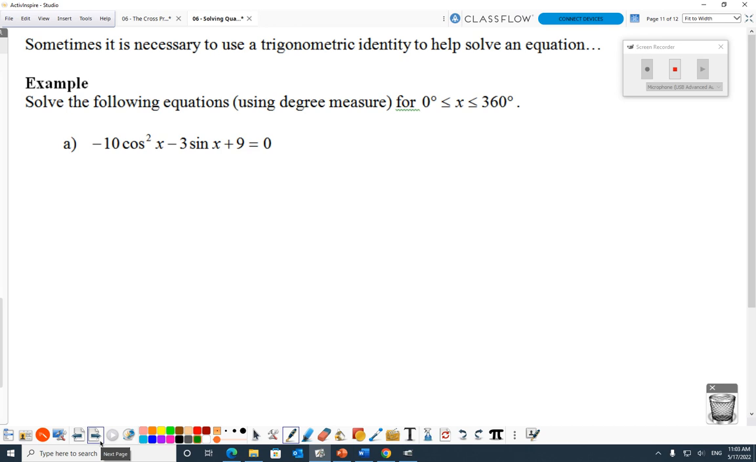Solve the following using degrees. Negative 10 cos squared x minus 3 sine x plus 9. Why is it that this cannot be factored the way it sits right there? Because you have a cos and a sine, and that is disheartening. You see cos squared and sine all in the same question. If only there was a way to convert cos squared over to sine squared, then we'd have a chance.